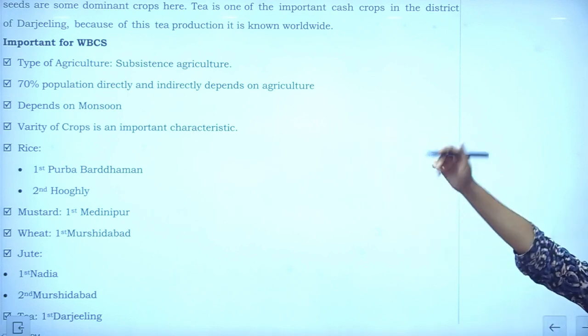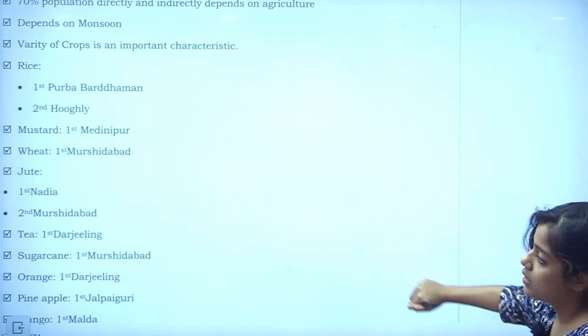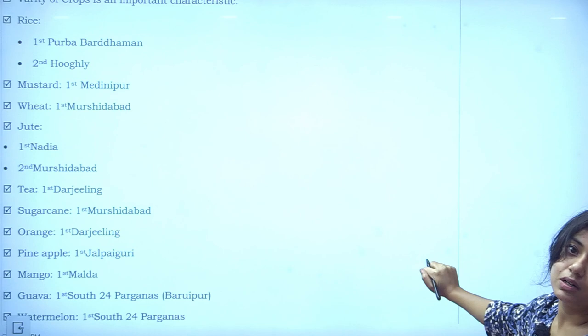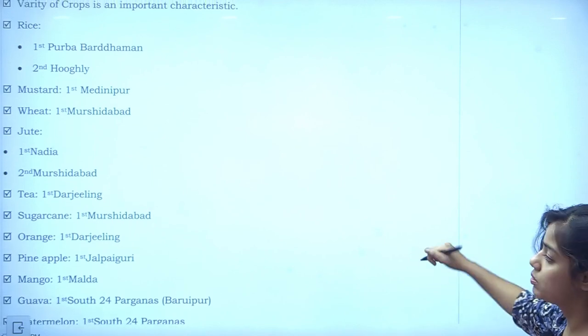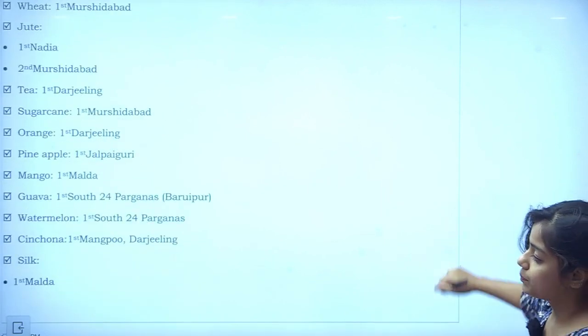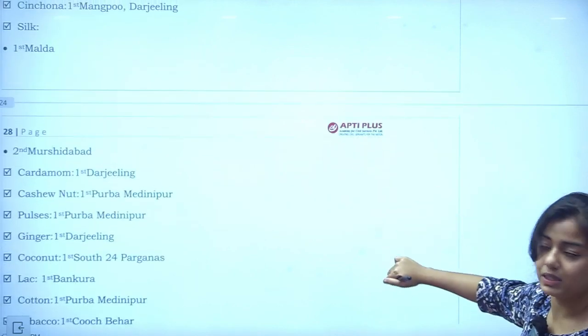75% of the population is directly or indirectly related to agriculture. You see the list, the highest production areas of jute, sugarcane. Please go through it. I have nothing to explain here.